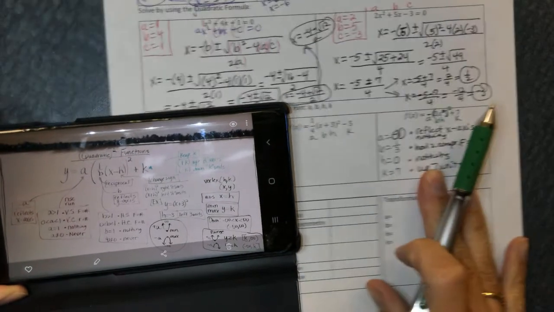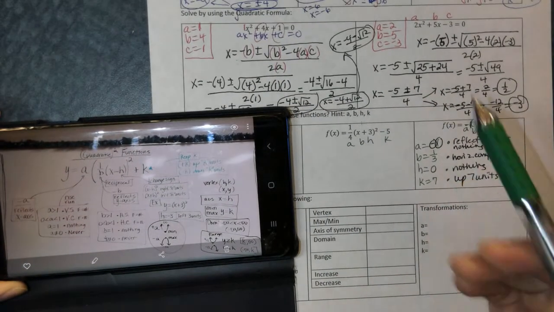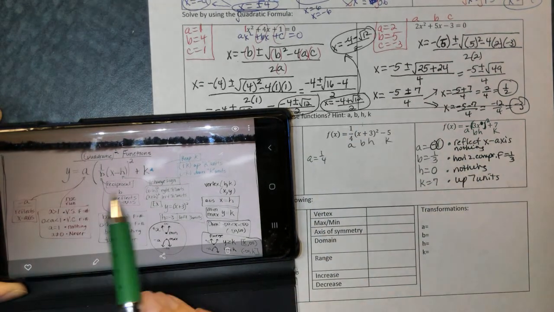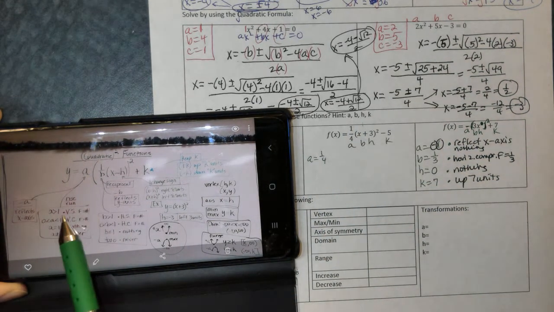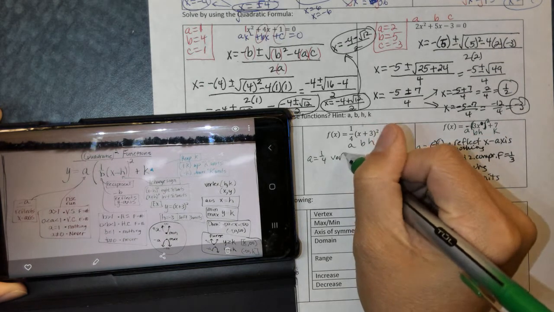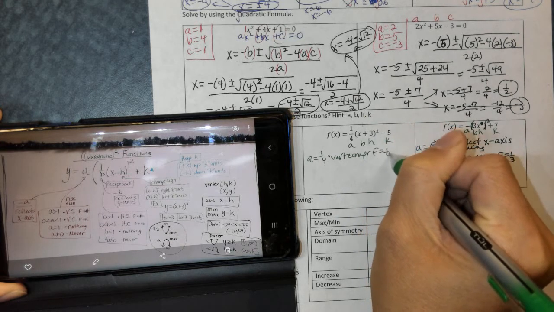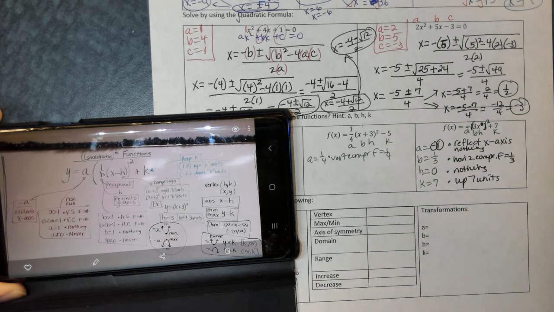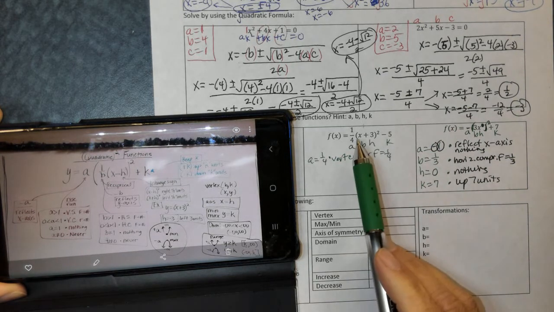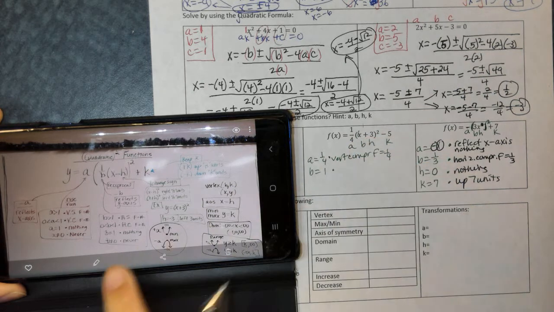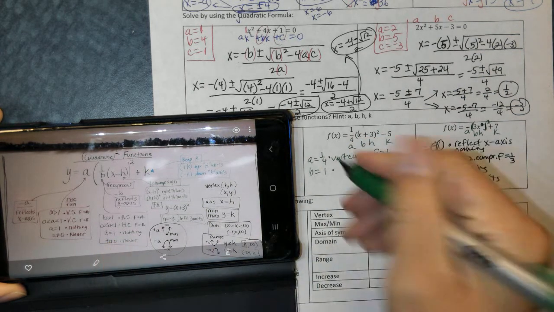Okay, it's the same thing we're going to be using on these other two right here. A is 1/4, so let's look right here. It's not negative. That number is between 0 and 1, so it's a vertical compression by a factor of 1/4. And then B equals 1. There's a 1 right here, and that means it does nothing.